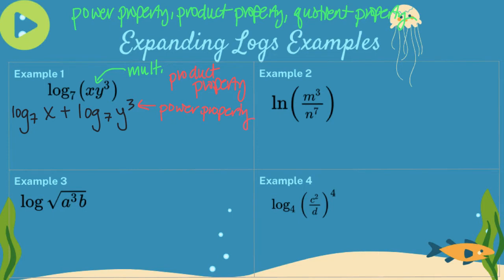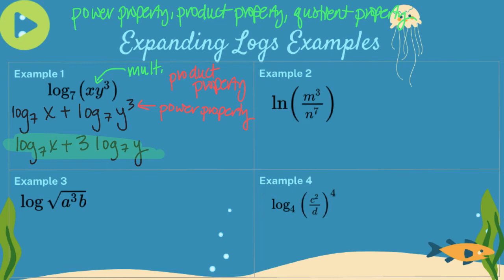And that power property allows me to bring the 3 down in front of that log base 7. So I bring down the log base 7 of x plus 3 log base 7 of y. And that is all I can do. So that is the final answer. Now let's take a look at example 2.